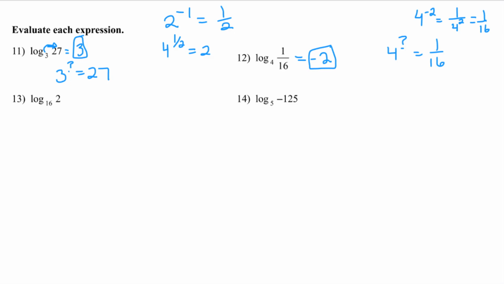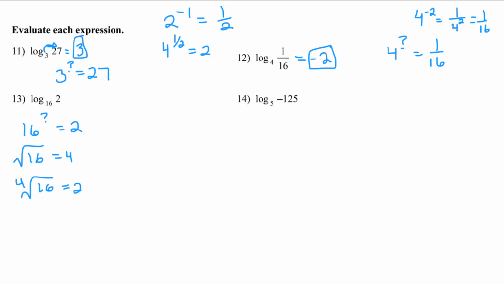13. What power do you raise 16 to so that you get 2? If we're taking a bigger number and getting a smaller number, but not a smaller number as in a fraction, then we've got to have some sort of power going on. Now, the square root of 16 is not 2, the square root of 16 is 4. And I can't cube root 16, but I can fourth root 16 and say that the fourth root of 16 is 2. Okay, what we need here is a fourth root.